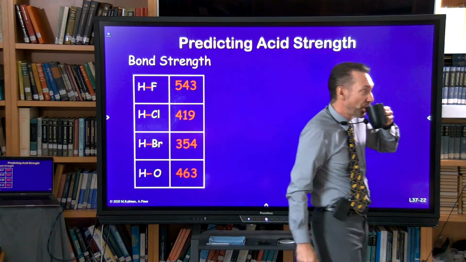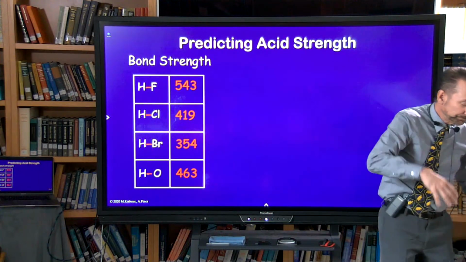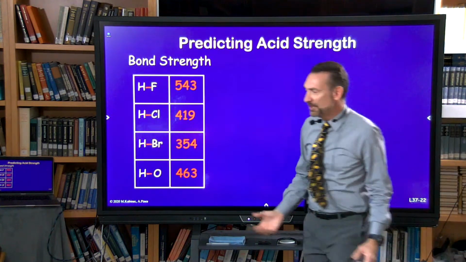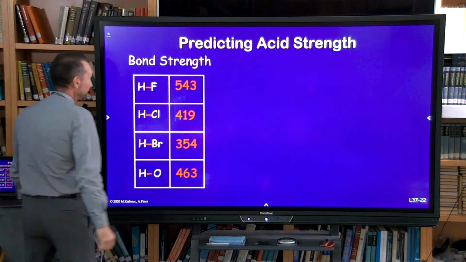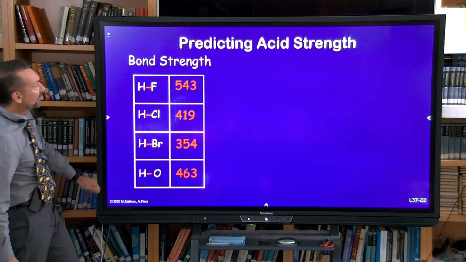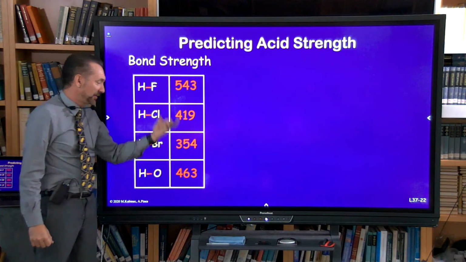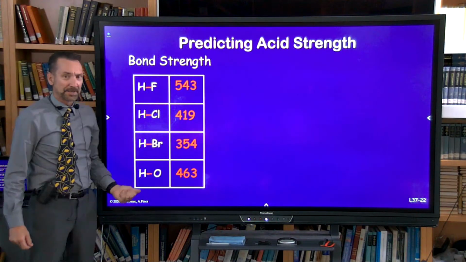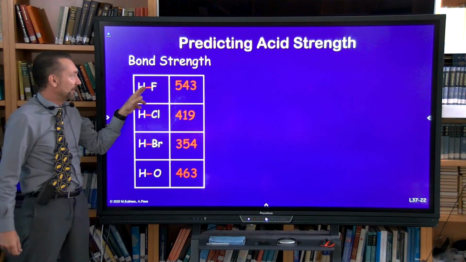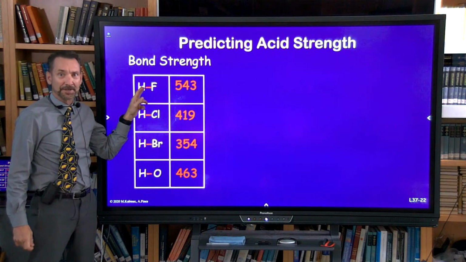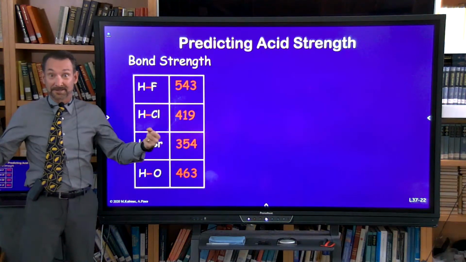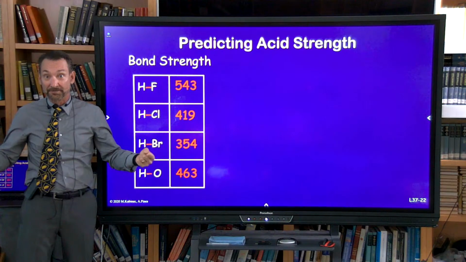So let's do that. And by this time in the course, we should be bringing everything together. So, predicting acid strength. I think intuitively you would think that the strength of the bond has to make a difference. The stronger that bond, the weaker the acid. If you can't pull it off, you can't pull it off.